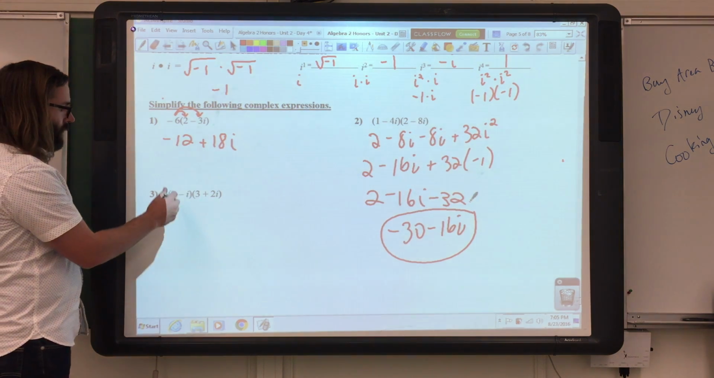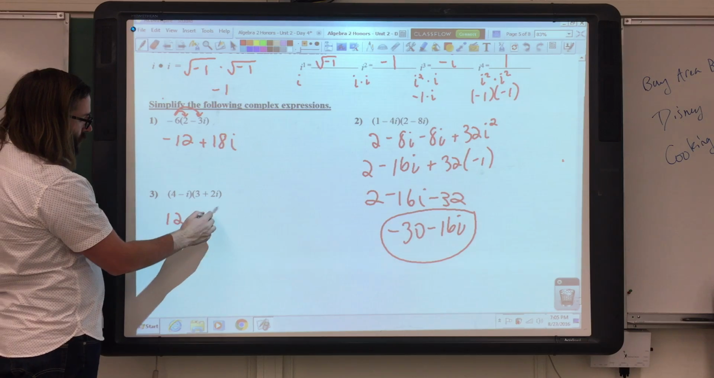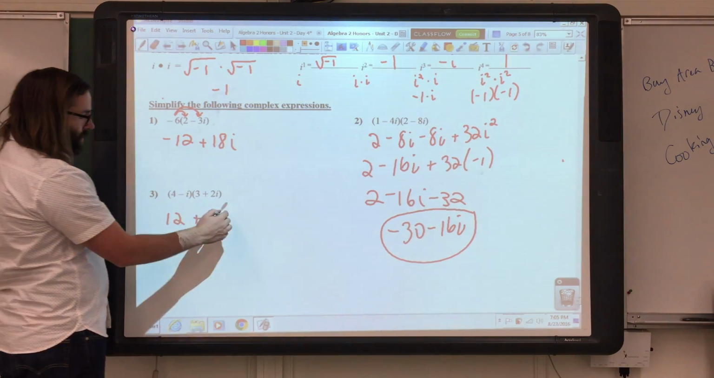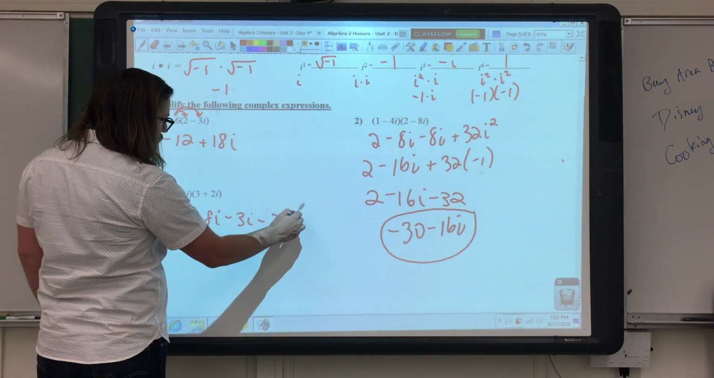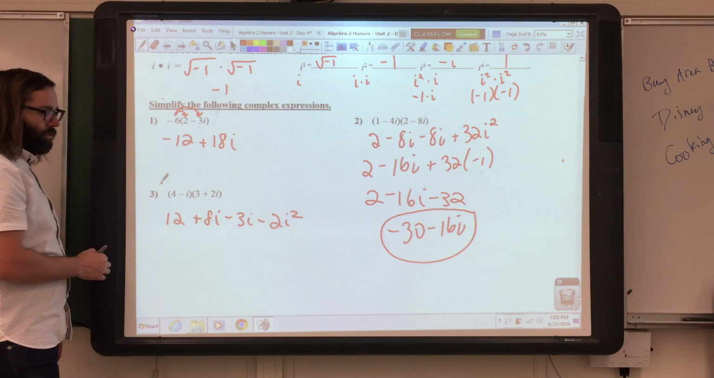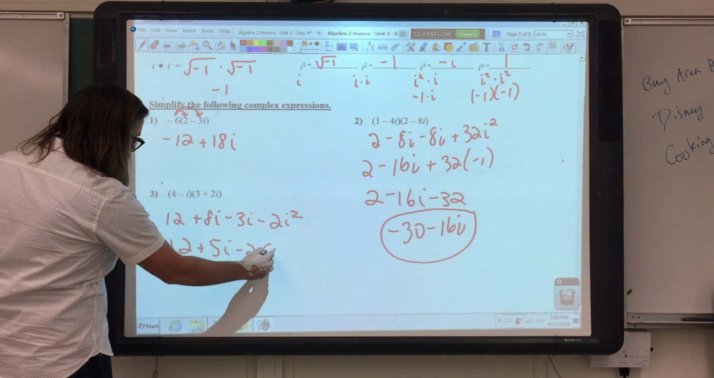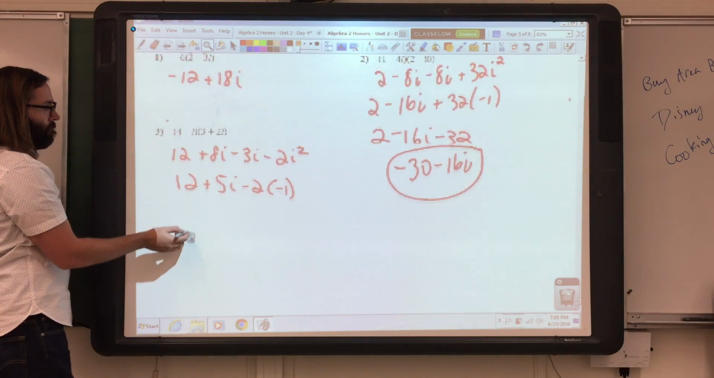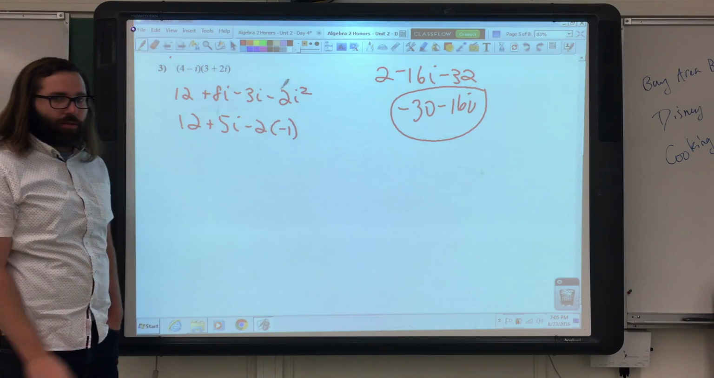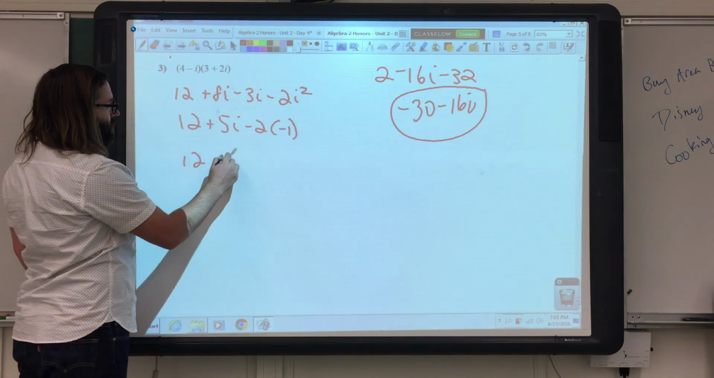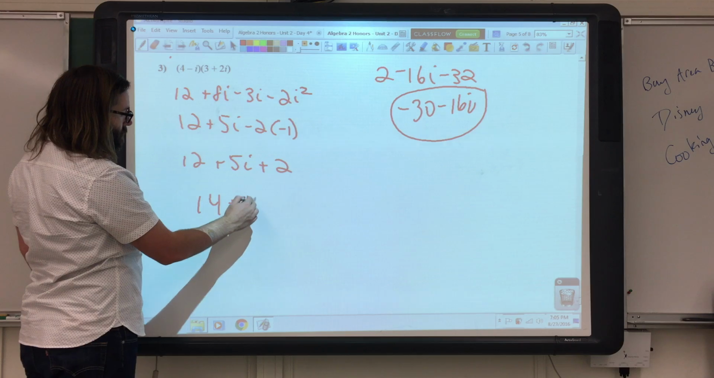Same thing over here at number 3. It's just FOIL. So you get 12. 4 times 2 gives you plus 8i. Negative i times 3 gives you minus 3i. Negative i times negative 2i gives minus 2i squared. Do a little simplification. You get 12 plus 5i minus 2 times negative 1. Remember, i squared is negative 1. Don't just leave it as i squared. So 12 plus 5i plus 2, 14 plus 5i.